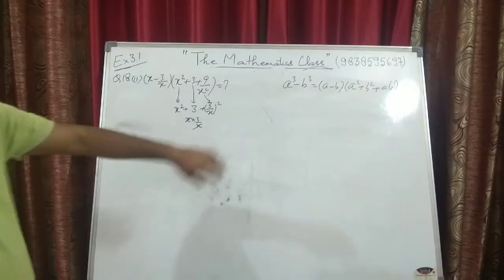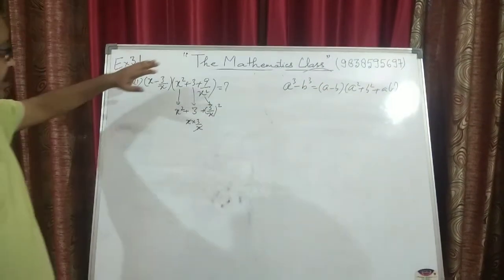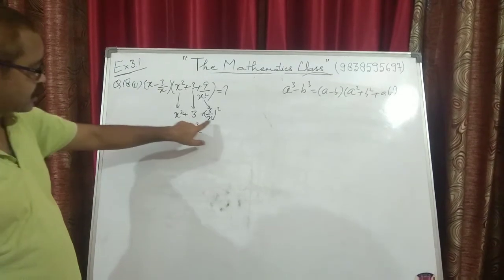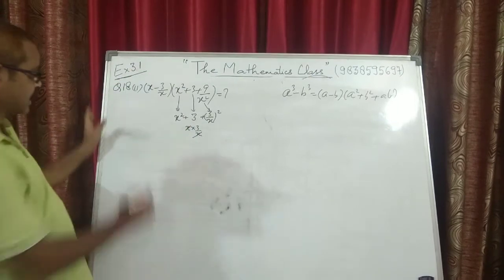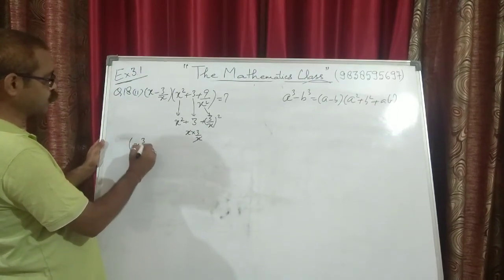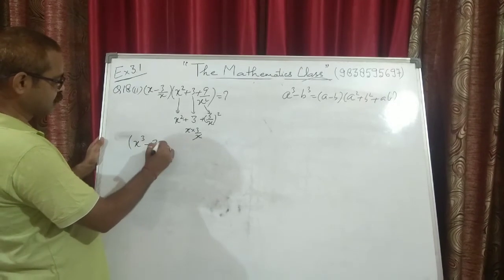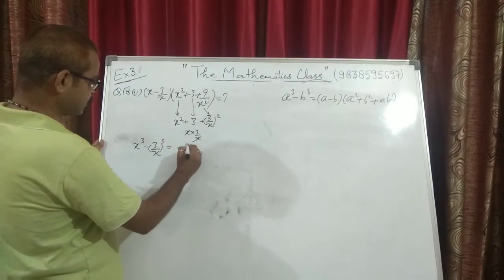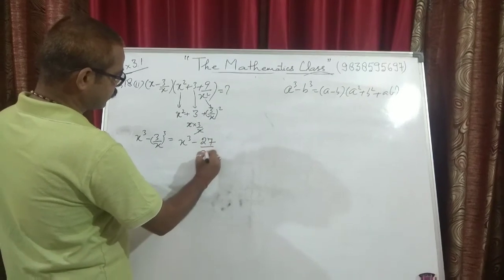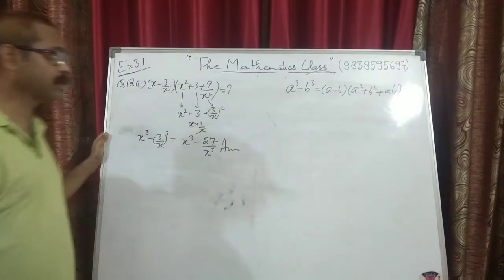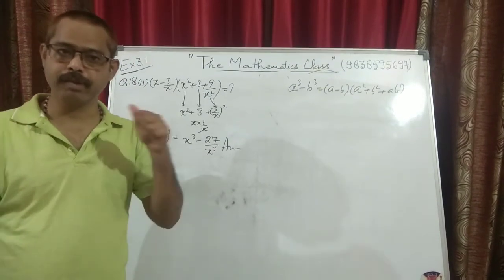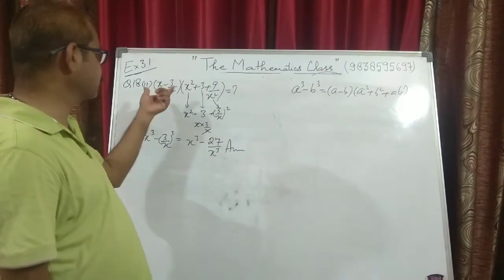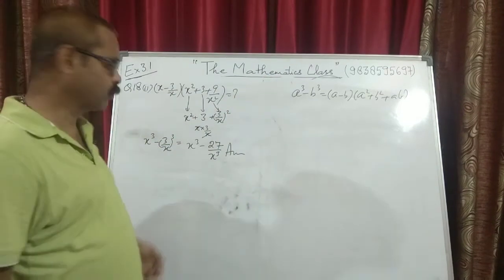It means by comparing this formula and the given expression, we find that this is a, this is b, so this is a square plus b square plus ab. It means this can simply be written as x cube minus (3 upon x) cube, so it is x cube minus 27 upon x cube. That is the final value. We need to remember or memorize the formula by looking at the expression and judge that this formula is being applied here.